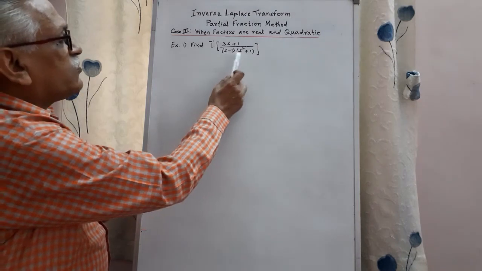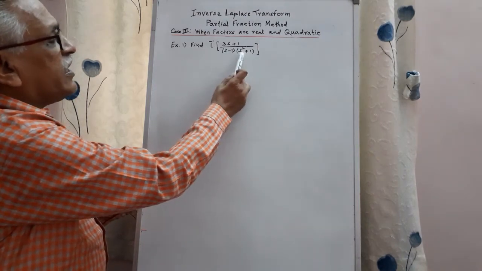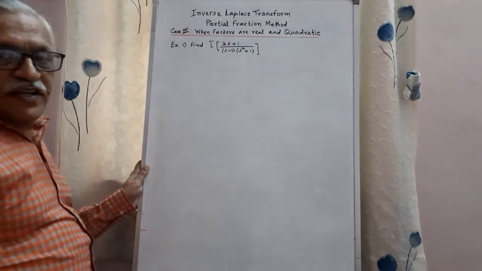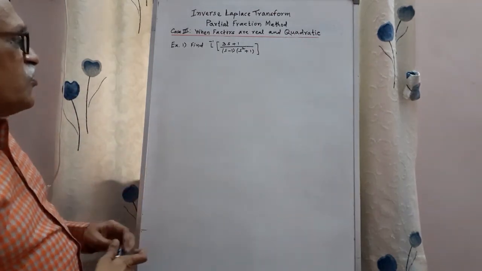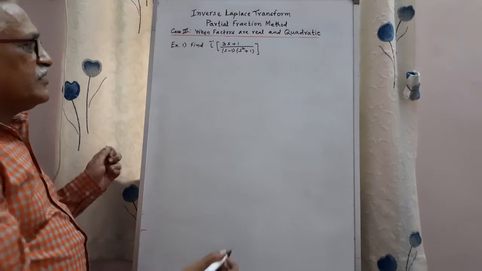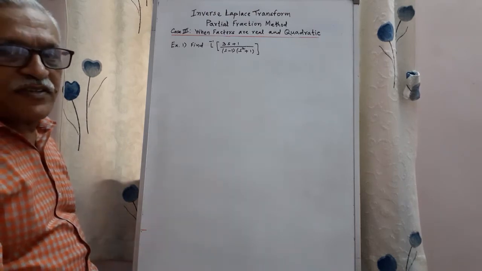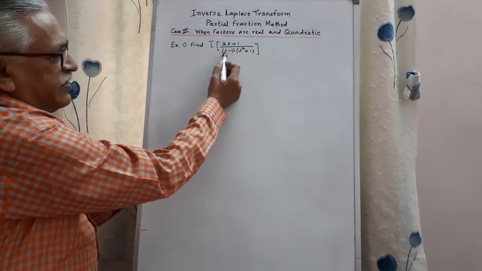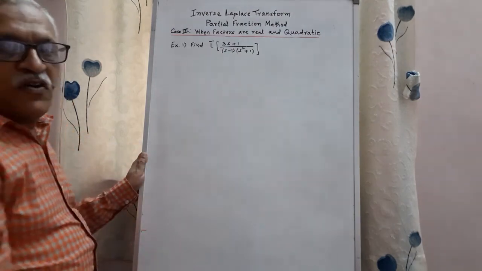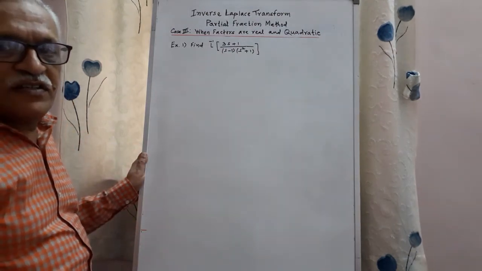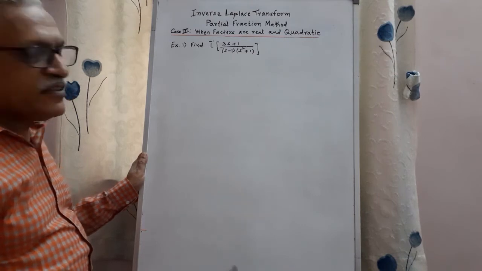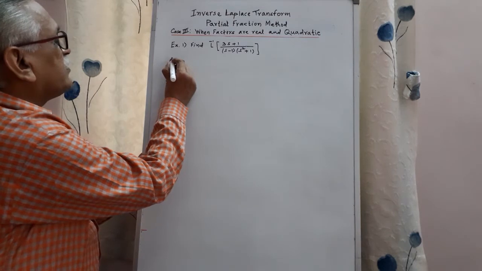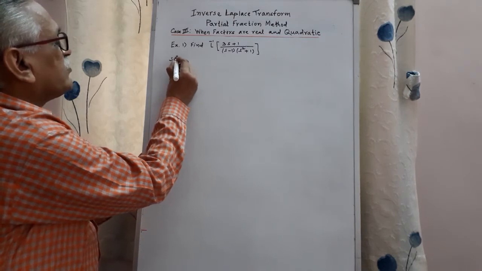In the denominator we have two factors, s minus 1 and s square plus 1. The second factor is in the form of a quadratic, and therefore how to obtain the partial fraction? But first we check whether it is a proper fraction or not. Degree of numerator is 1 and degree of denominator is 3. 1 less than 3 means it is a proper fraction, and as it is a proper fraction, we can apply the partial fraction technique.